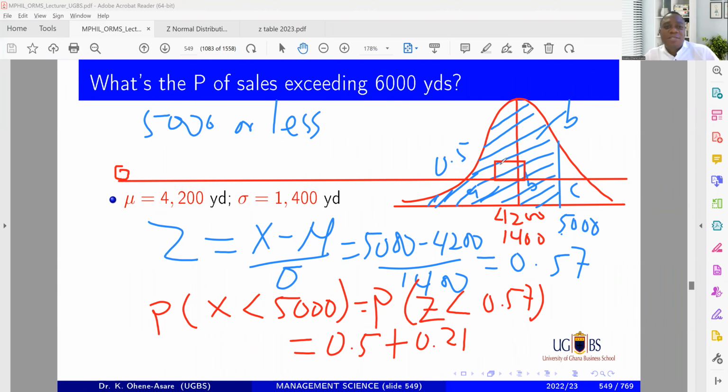Who remembers what your final answer was? Eventually you sum it up, and that should give you 0.2157, and then that will give you 0.772.